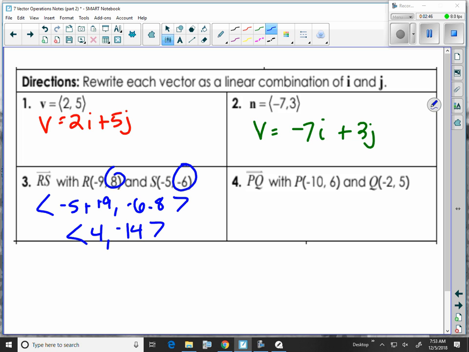When you write these, it's not necessary to write a plus and negative. So when we write this into the vector form, we would say 4i minus 14j. So if it's negative, just change that positive to a negative. So here we have to find that component form as well.